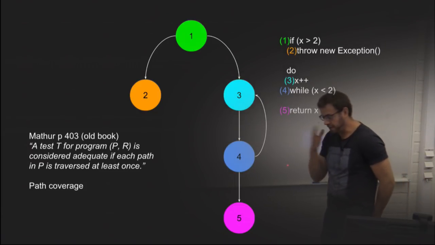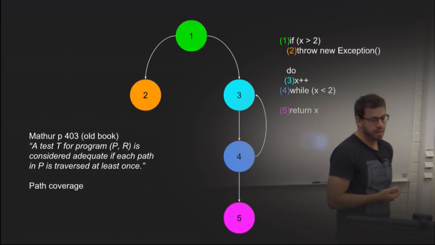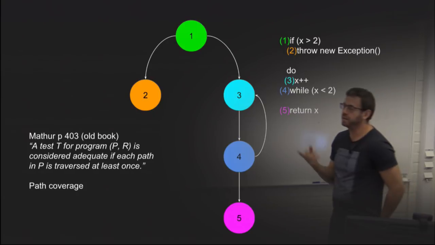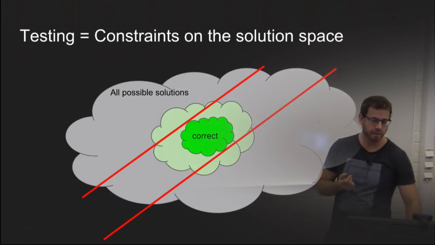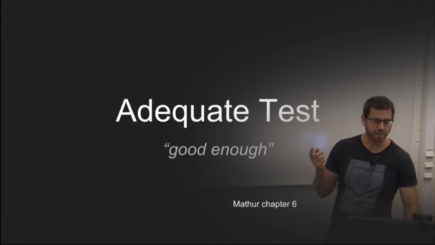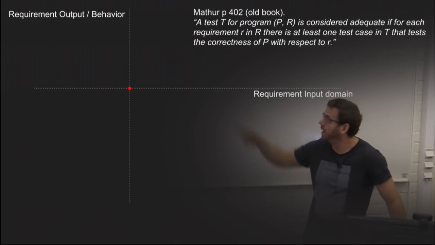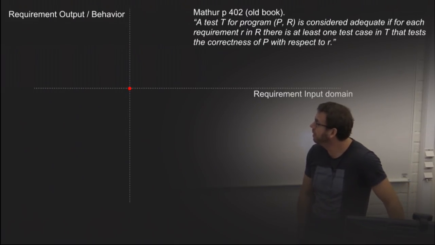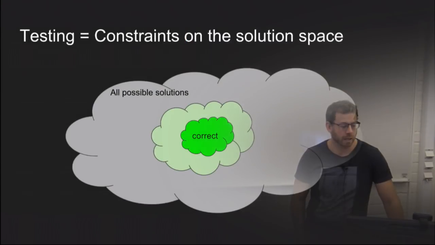Okay, so let's take a look at the code and find something that could be considered another test of adequacy. We had the "adequate, good enough" test suite, and Mathur had one suggestion: all requirements must be covered by at least one test for this program.